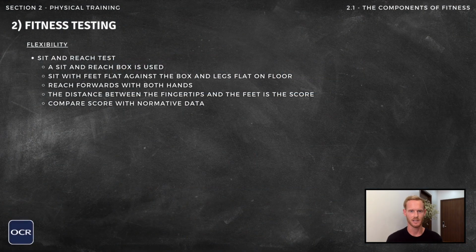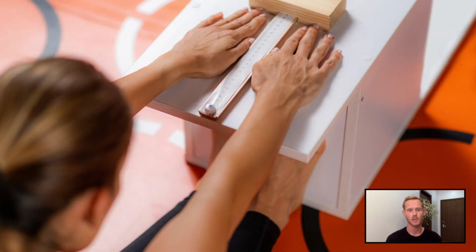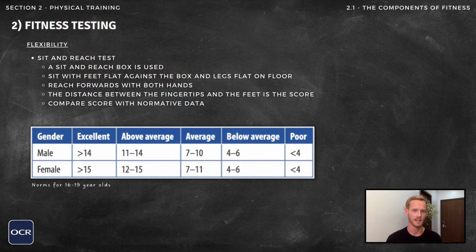The next fitness test is the sit and reach test, which is used to measure flexibility, specifically in the hamstrings and lower back. The subject first removes their shoes and sits with their legs straight and the soles of their feet flat against the sit and reach box. They reach forward as far as possible with both hands and their score is recorded using the scale on the box, which measures the distance between the tips of the fingers and the feet. Finally, as with all fitness tests, the score is compared with normative data.